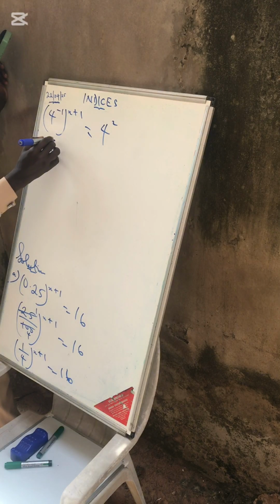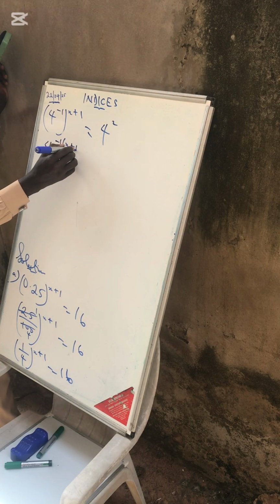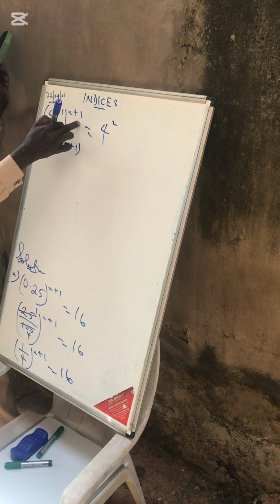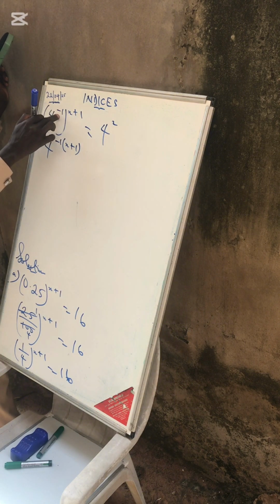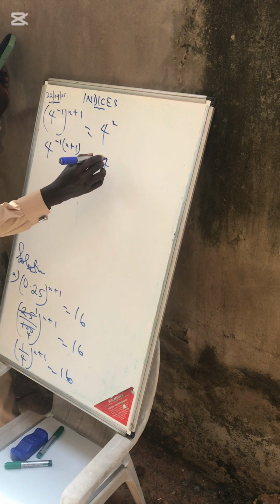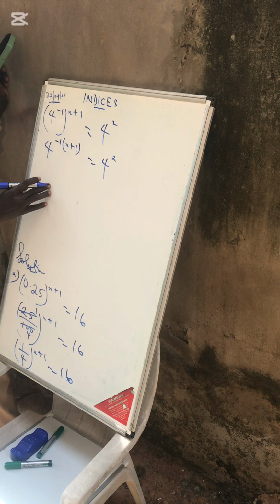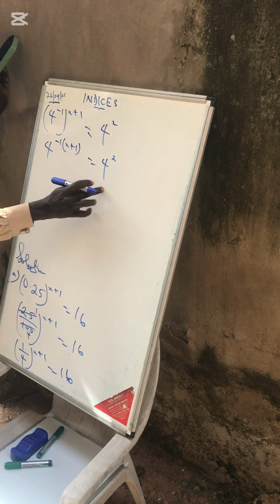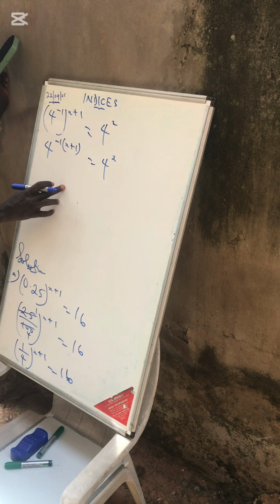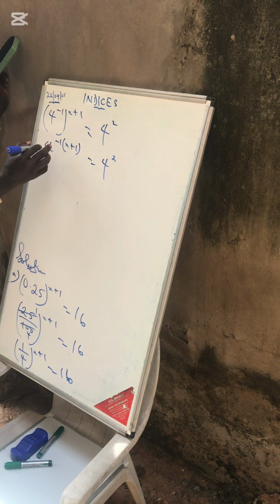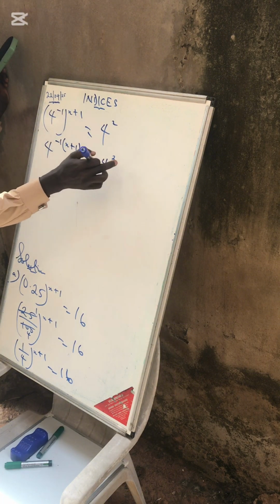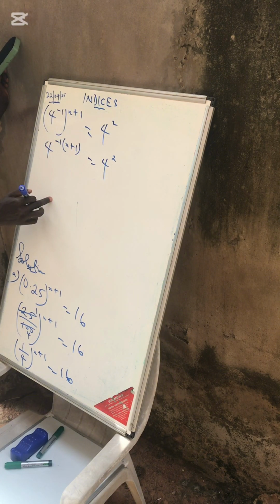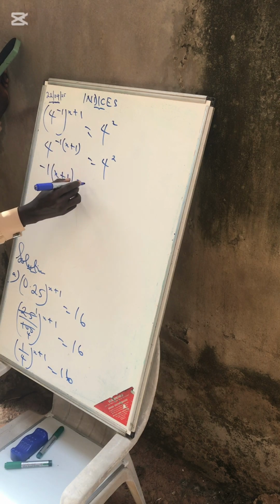This means 4 raised to power minus 1 into bracket x plus 1. You are supposed to multiply the powers. X plus 1 is a power, minus 1 is also a power, you multiply them, equals 4 raised to power 2. The bases are the same, so what do you do to the powers? You equate the powers. So minus 1 into bracket x plus 1 equals 2.